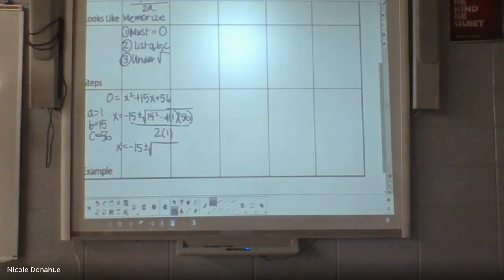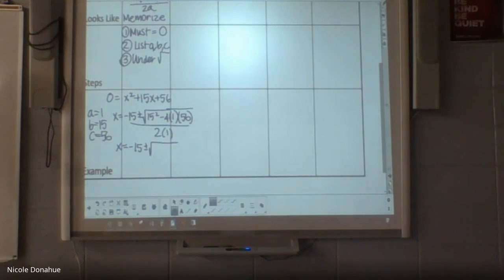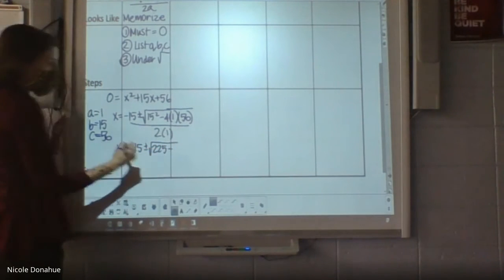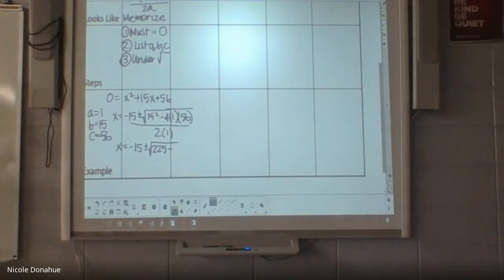15 squared is 225. And then 4 times 56 is 224, I think.